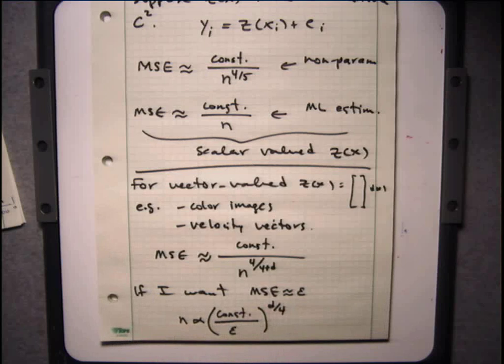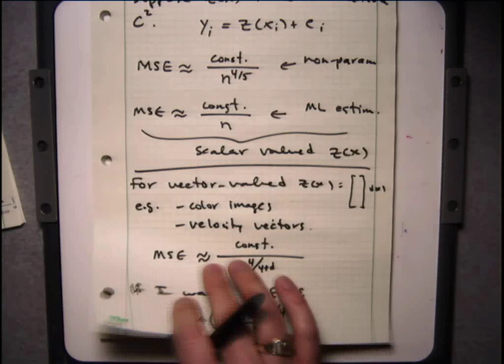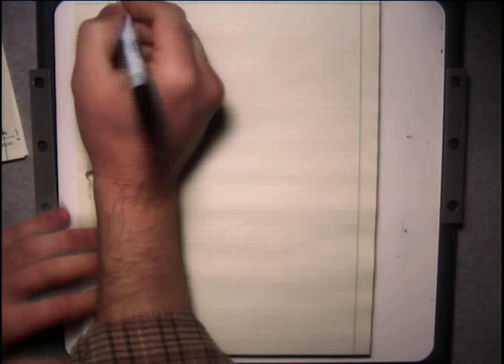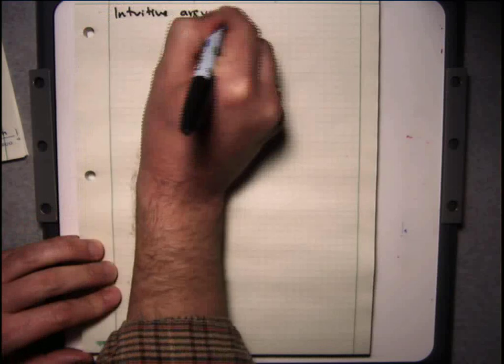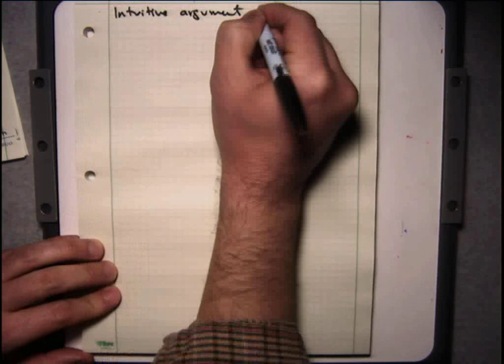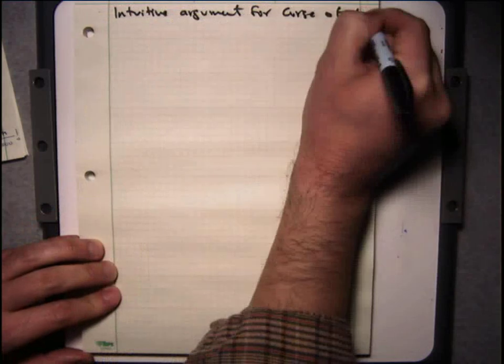So now you might ask, why does this happen? Okay? Why is it that we need so many more samples in d dimensions than we need in one dimension? So let me give you a little intuition for why this happens. Okay, so here's an intuitive argument for this, what we call the curse of dimensionality.